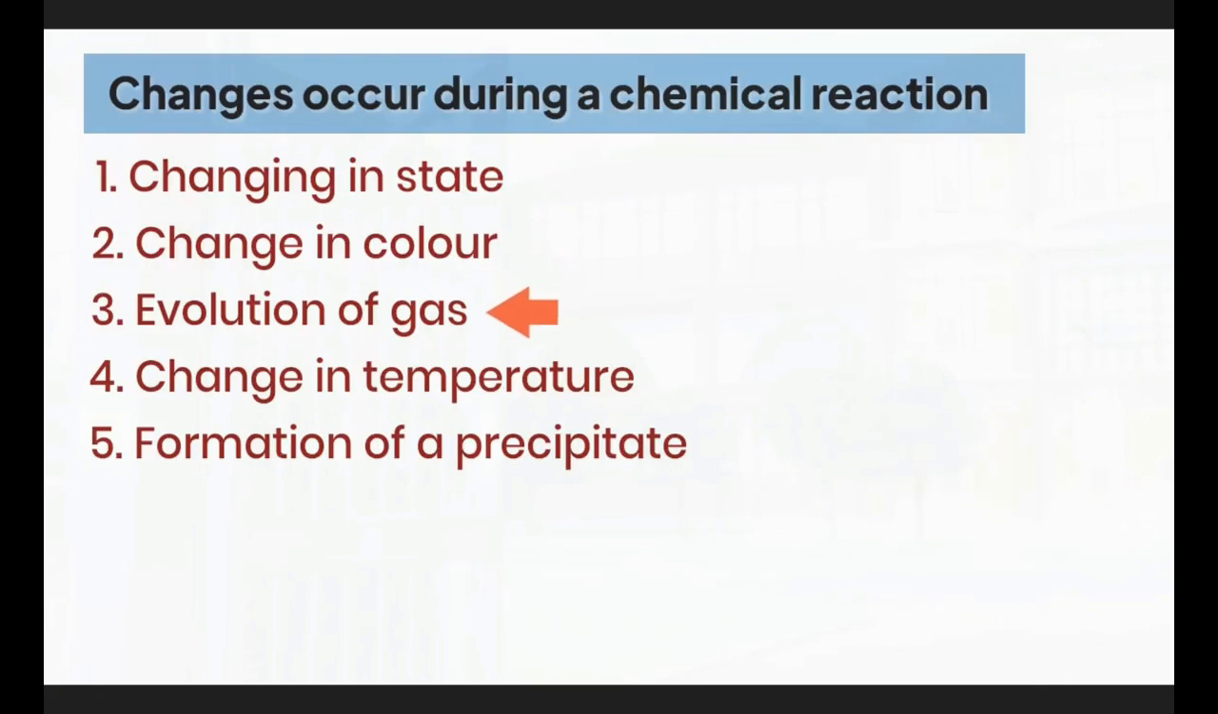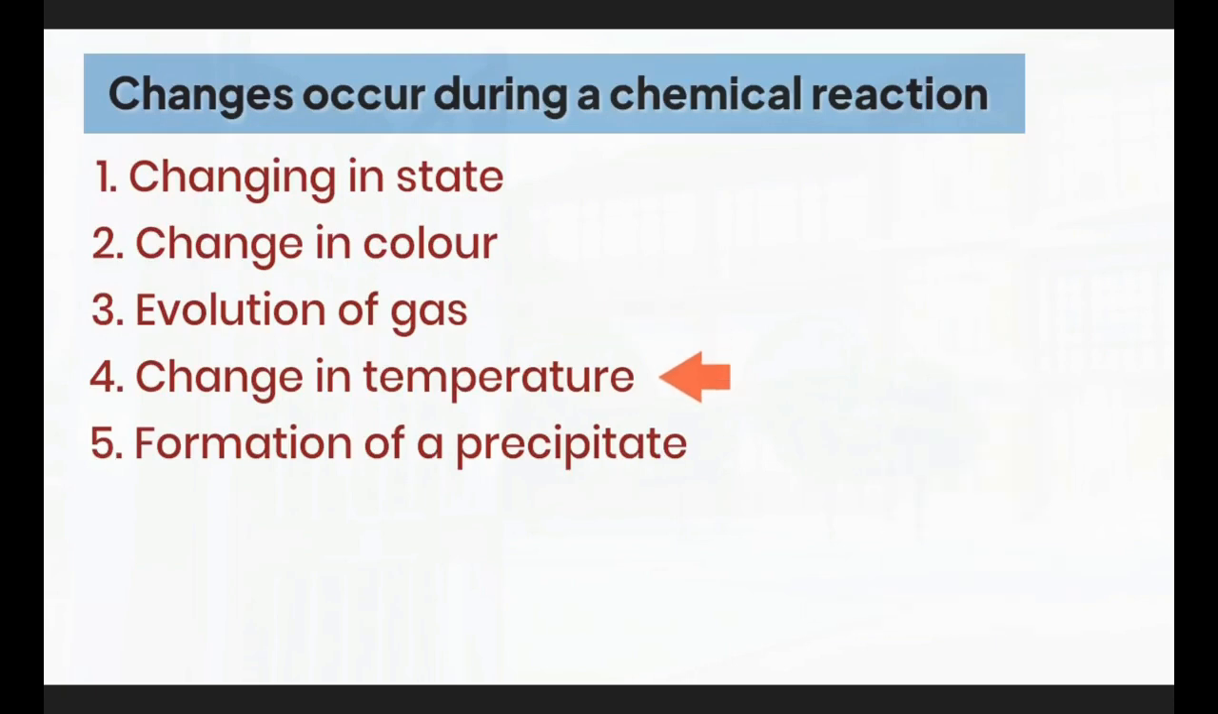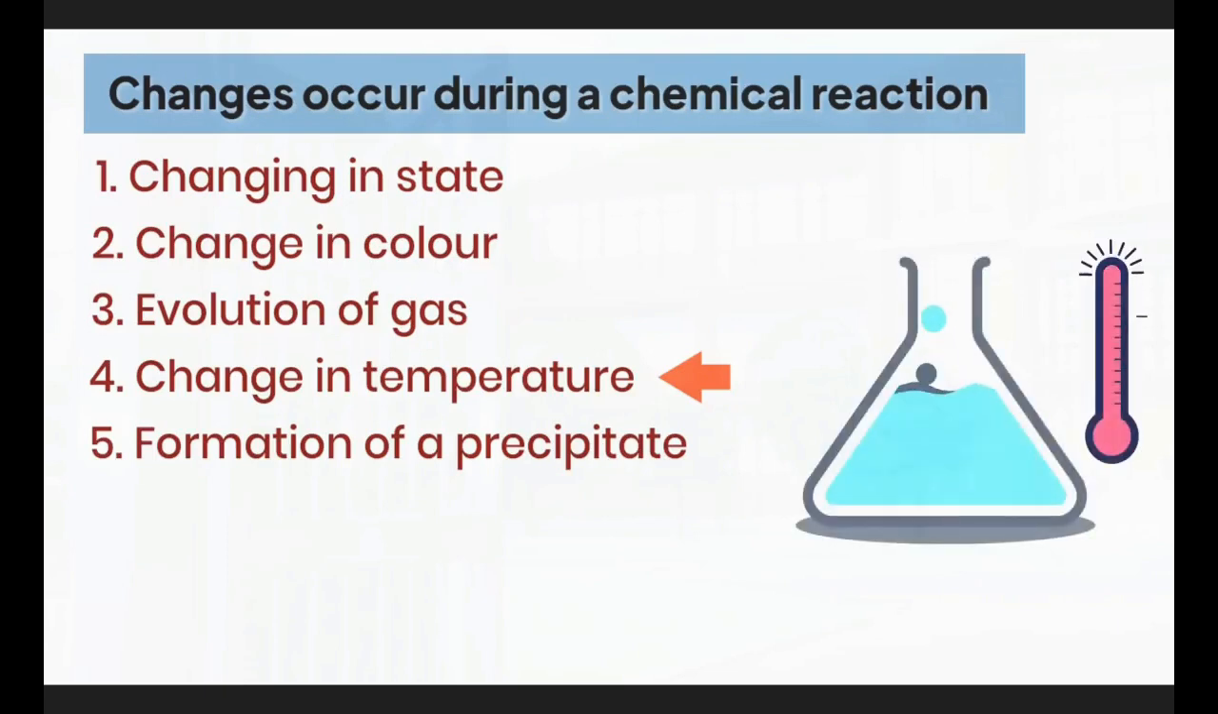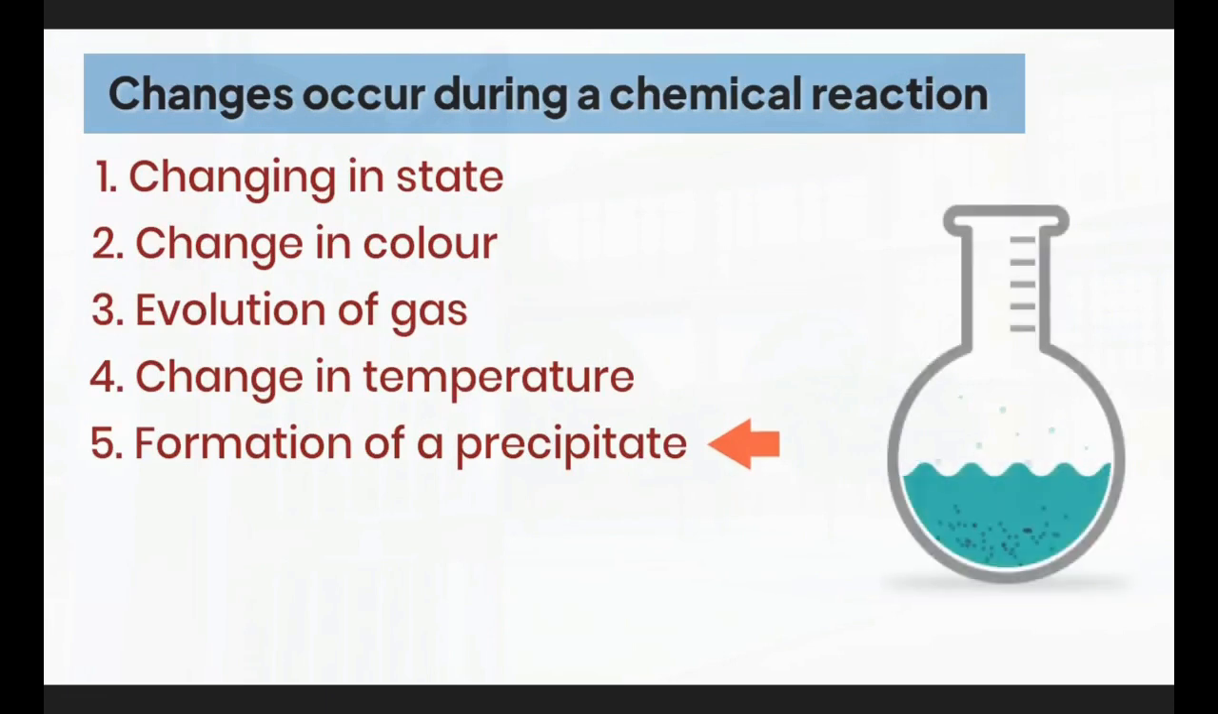It can be changed during a chemical reaction. The third is evolution of gas. In some chemical reactions, gas can be formed. The fourth is the change in temperature. During a chemical reaction, the temperature may increase or decrease. The fifth one is the formation of a precipitate. During a chemical reaction, a precipitate can be formed.